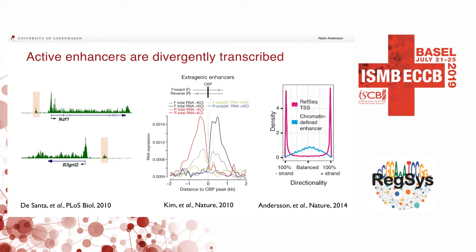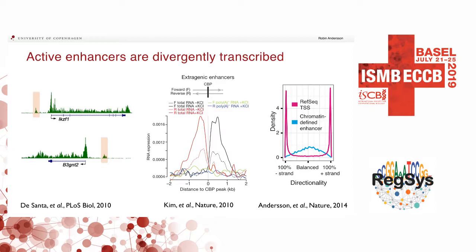So we know today that both gene promoters and enhancers are divergently transcribed, but they have different transcriptional signatures. So as I showed you a couple of slides back, mRNA gene promoters are often more biased to the sense direction, the mRNA direction, whilst the promoter upstream transcription is, of course, lower.